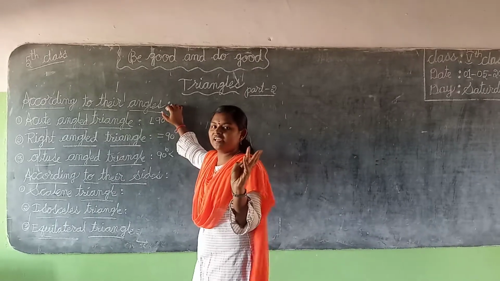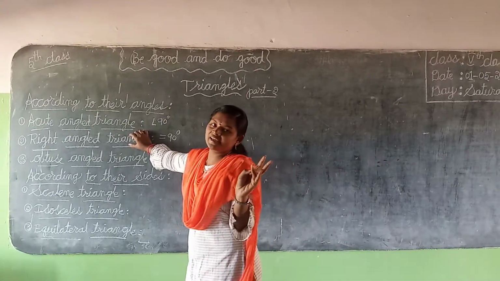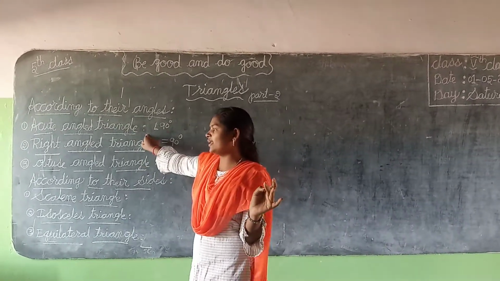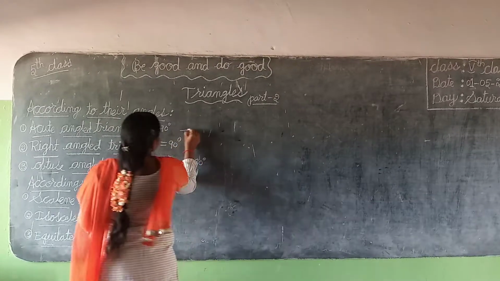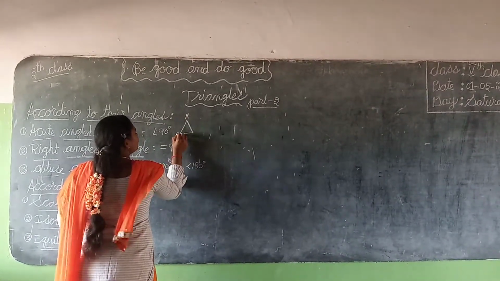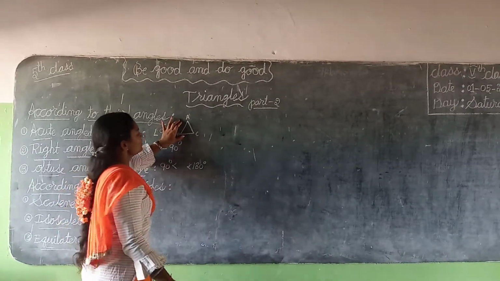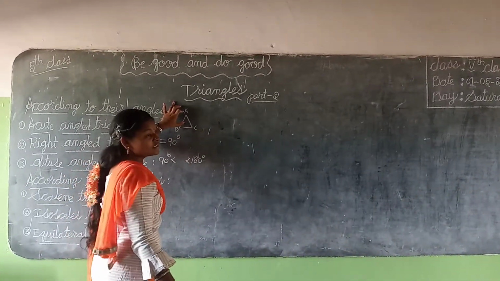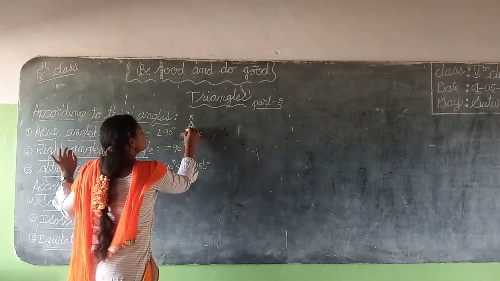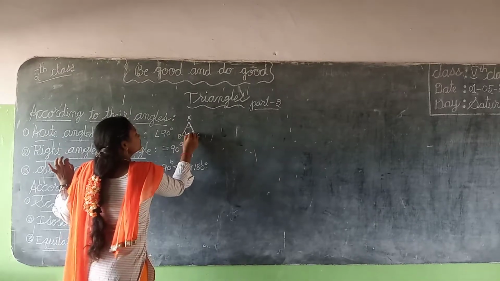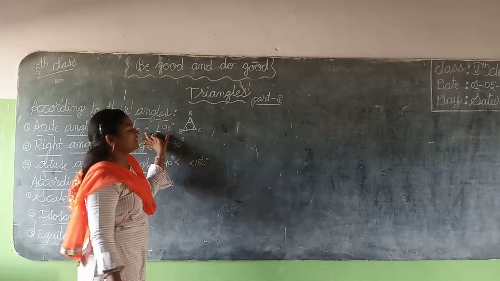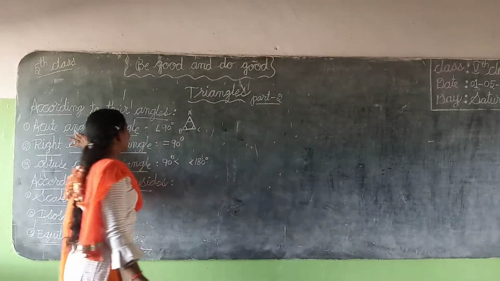The first one is the acute angle triangle, the second is the right angle triangle, and the third is the obtuse angle triangle. So what is an acute angle triangle? Suppose one triangle is given. It has three vertices, three angles, and also three sides. If all three angles are less than 90 degrees, it is called an acute angle triangle.